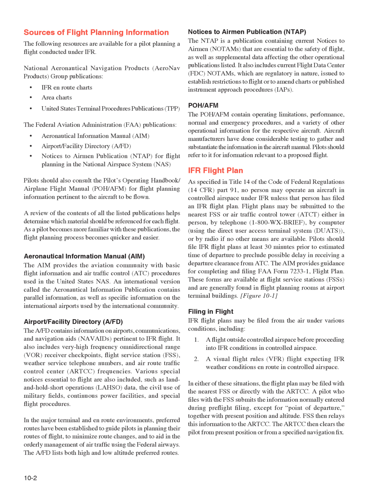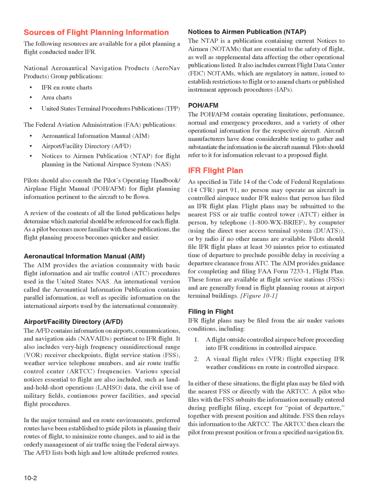The AIM provides guidance for completing and filing FAA Form 7233-1, Flight Plan. These forms are available at flight service stations, FSSs, and are generally found in flight planning rooms at airport terminal buildings. Figure 10-1. Filing in flight.